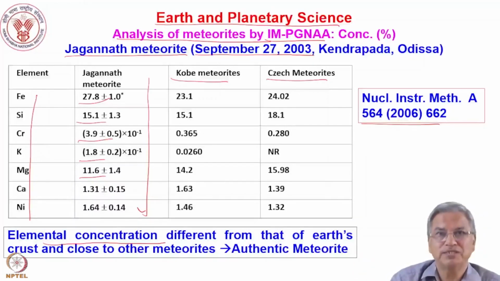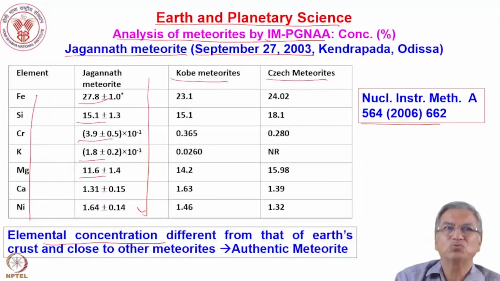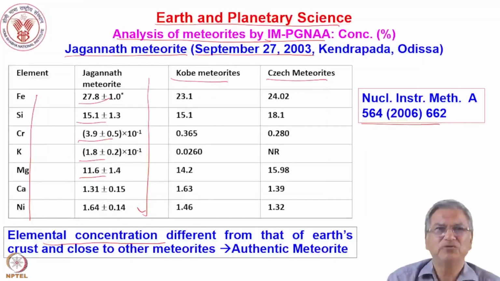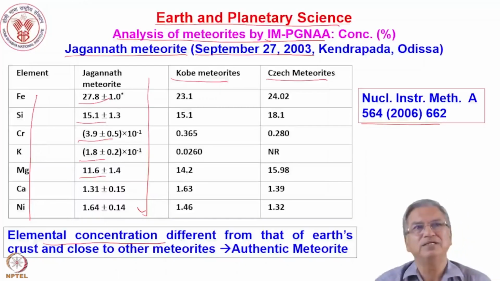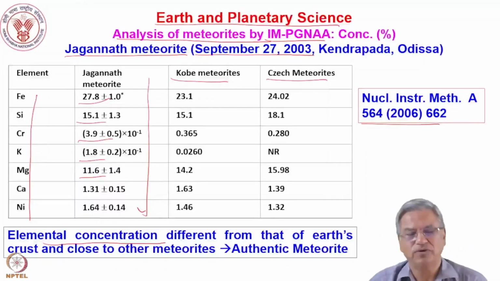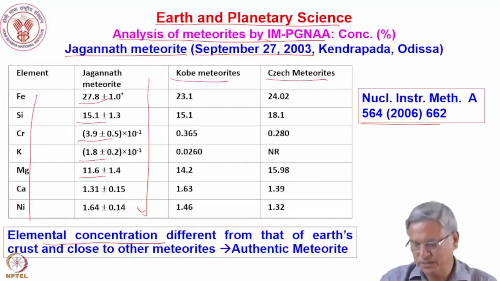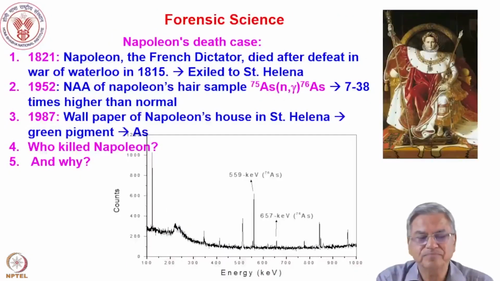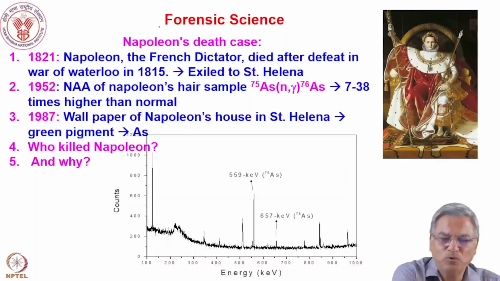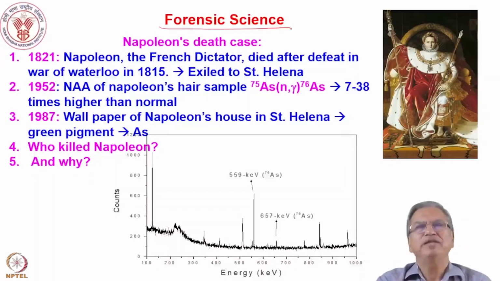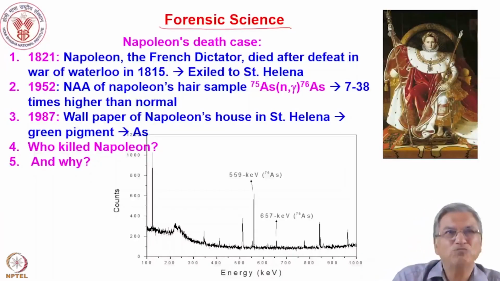So to make sure that it is an authentic meteorite, and also to compare it with other meteorites, you can do R&D. What are the sources of these meteorites? This kind of study one can do in the field of earth and planetary sciences. Then there is one of the most important areas wherein neutron activation finds a lot of applications.